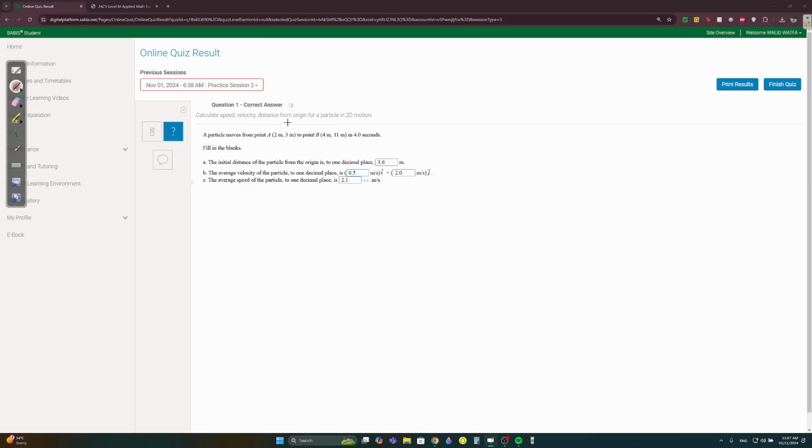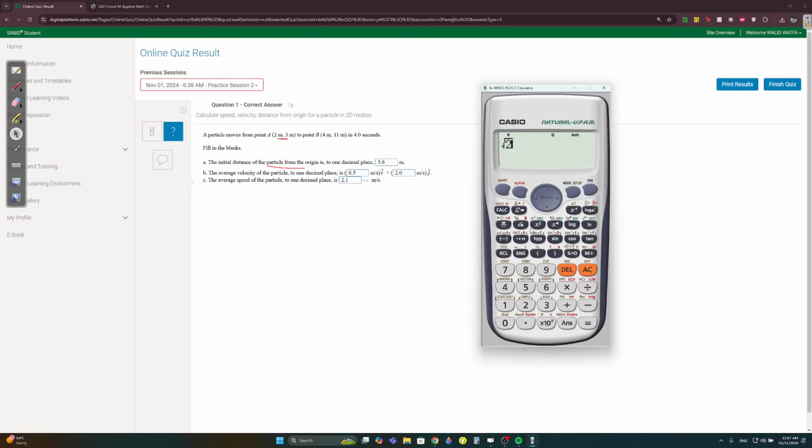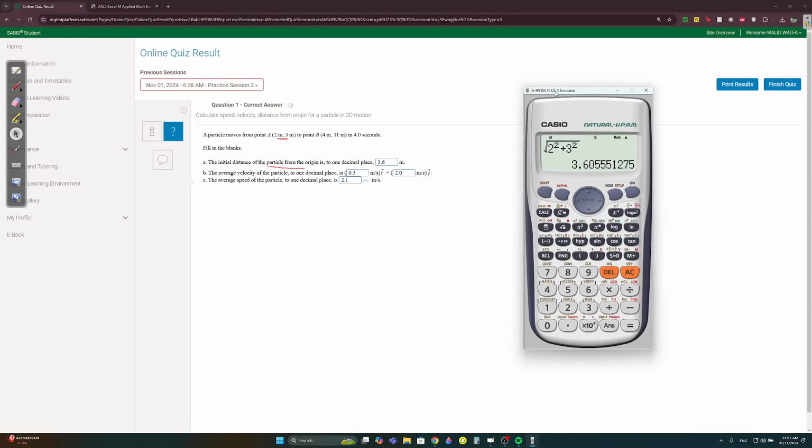Okay, a particle moves from point A to point B in 4 seconds. What is the initial distance from the origin? He started at A, so his initial distance would be the magnitude of A, right? So what's the magnitude of (2, 3)? It's the square root of 2 squared plus 3 squared, which is 3.6.